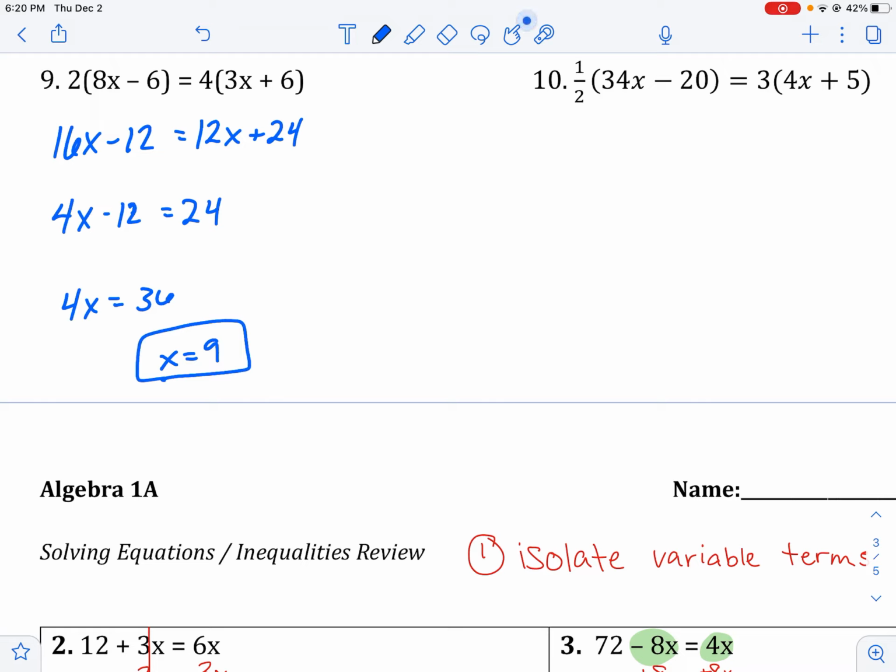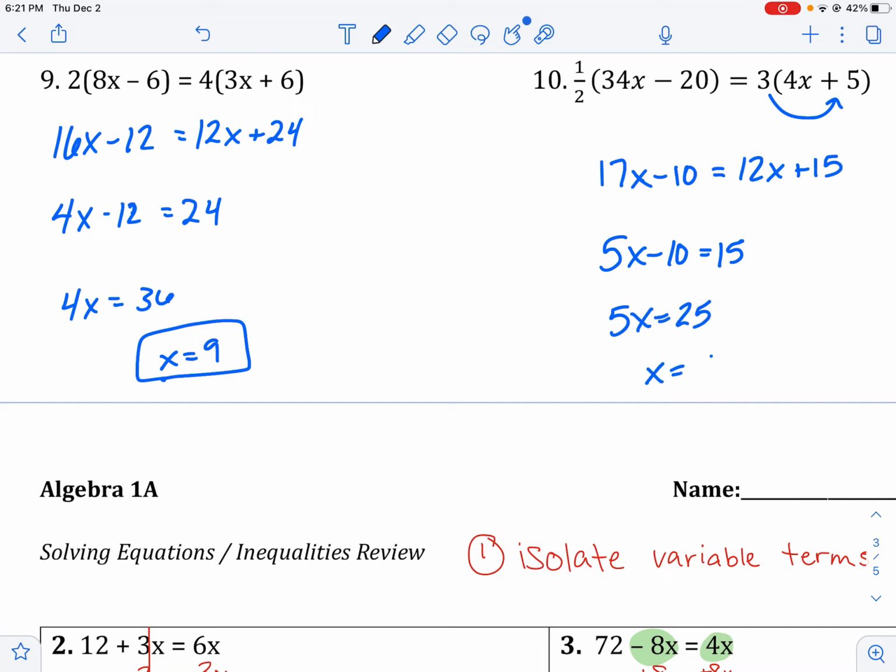So I would get x equals 9. And then here, half of 34 is 17. Half of negative 20 is negative 10. 3 times 4 is 12. And 3 times 5, don't forget to multiply to both parts, is 15. So I would get 5x minus 10 equals 15. Or 5x equals 25. Or x equals 5.